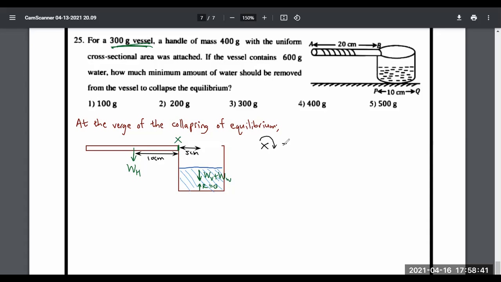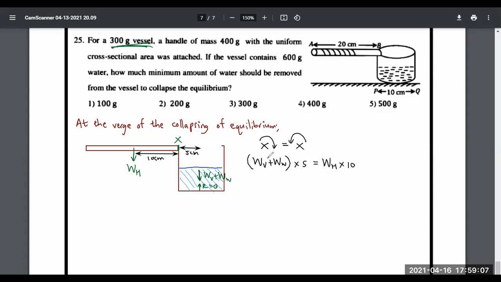Okay, guys, so let's take moment. Clockwise moment about X is equal to anti-clockwise moment about X. What is the clockwise moment? These two forces, weight of vessel plus weight of water, must be multiplied by the perpendicular distance, that is 5, equal to, in the anti-clockwise direction, weight of the handle into the perpendicular distance, that is 10. Now I have put 5 and 10 without changing centimeter to meter. 5 should be divided by 100, 10 also should be divided by 100.